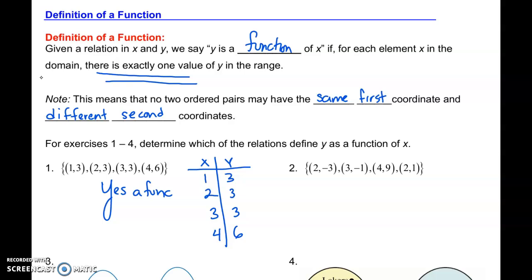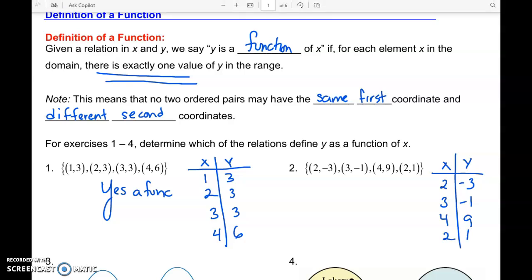This one here, when I put it in my table form, looks like there are 2 x's duplicated, the 2 and the 2 here. And they both have different second coordinates. So this one here would not fit the definition. So this is not a function.